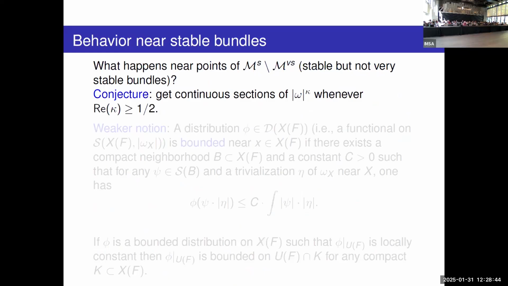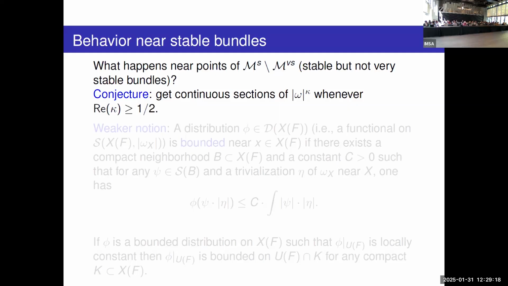Okay, so the next question is what happens when you try to analyze these elements of the Schwartz space, not necessarily at very stable bundles, but just at stable bundles. Here things get a little tricky, but there is a general conjecture which we don't know how to prove in general, so that we will always get some continuous densities. So this very stable locus is an open subset, a complement to some divisors.